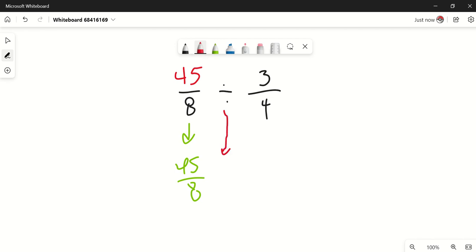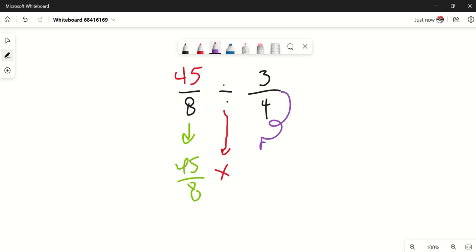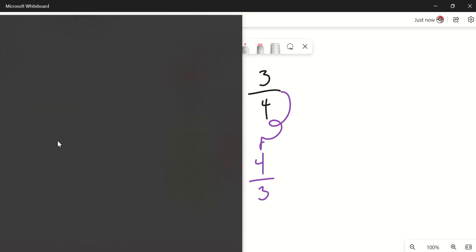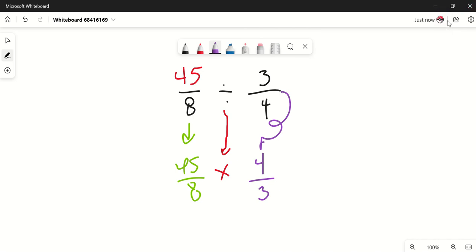Change our division to multiplication. And we're going to flip the 3 over 4 to become 4 over 3. Now, 3 and 45. 39, 42, 45. So 3 does go into 45. This is a good chance for you guys to use your calculators and to double check just to make sure. But 3 will go into 45 if I'm not mistaken. 45 divided by 3 will equal 15.